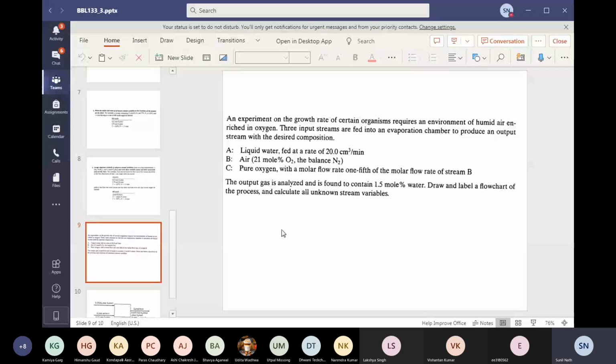How many moles per minute or whatever of the airflow is there? Is that known? No, right? Unknown. It's not known. So give it a variable like capital Q or whatever.